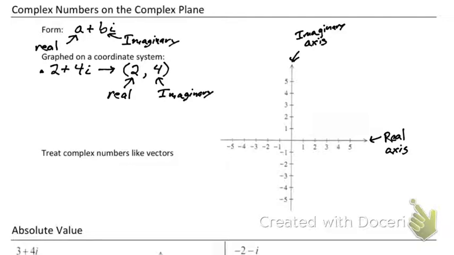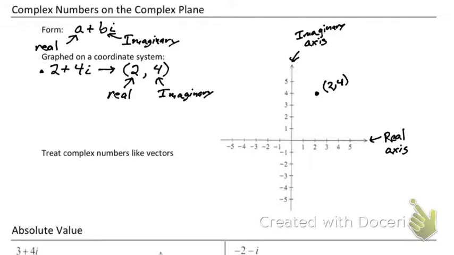But now it's going to work just like an xy plane, where this is our horizontal, left and right, and this is our vertical, up and down. So we're going to go 2 over on the real plane and up 4 on the imaginary plane. So that's going to be that point, 2, 4.